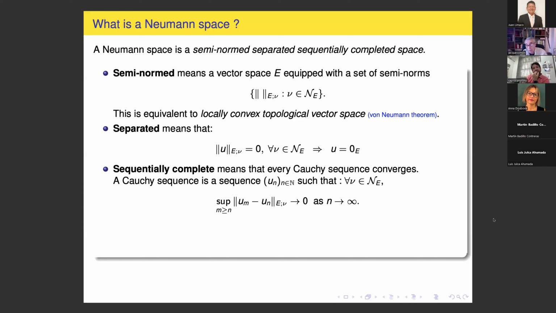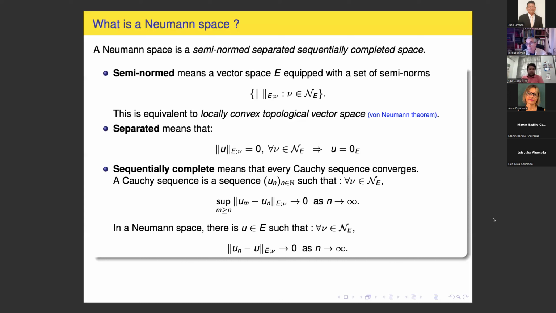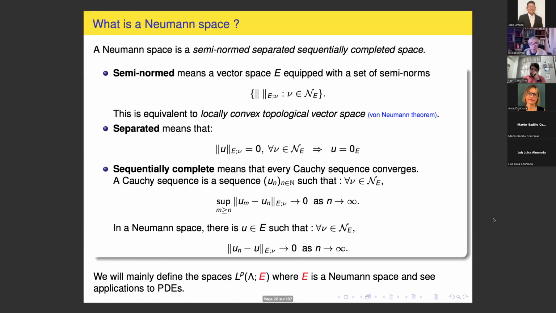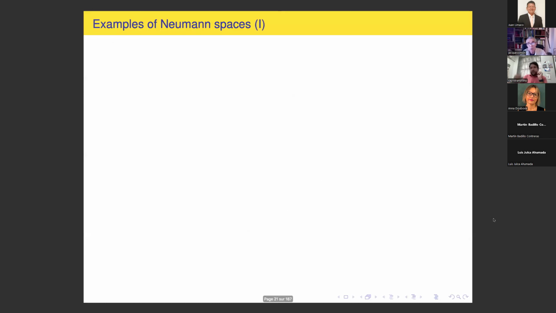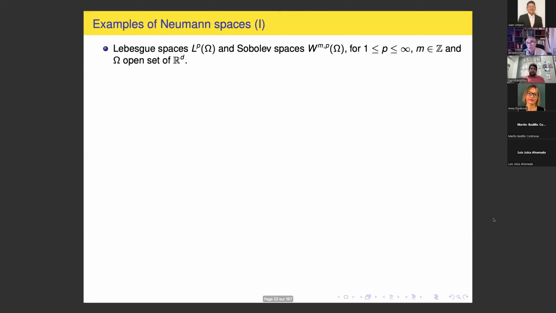So it functions as for Banach spaces. And in a Neumann space, there is a limit, so UN minus U goes to 0 for all seminorms. Okay. And now we will define the space LP on lambda. Lambda is an open set of Rn with values in E, where E is a Neumann space, and we see application to PDEs. So the examples of Neumann spaces.